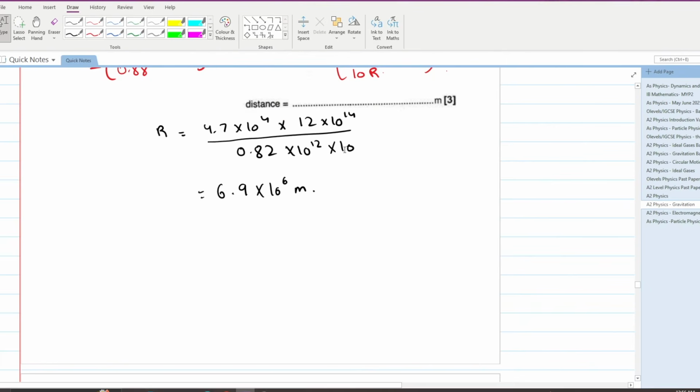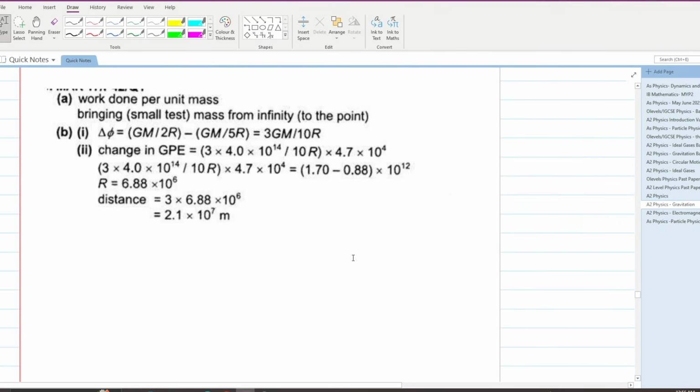I just realized what we were doing here. If r is this, 3r will be what? 3 into 6.9 into 10 raised to the power 6. Let's do that. One last step and then you guys are free. 2.0 into 10 raised to the power of 7 meters. Simple as that. Let's see whether our answer is correct. Very good. Our answer is correct.